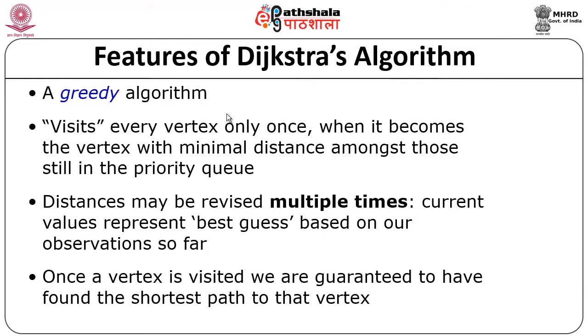Now, what are the features of Dijkstra's algorithm? First of all, it is a greedy algorithm, because it selects the one that gives you the minimum. It visits every vertex only once, when it becomes the vertex with minimal distance among those still in the priority queue. Distances may be revised multiple times. Current values represent the best case based on our observations so far. As you make observations, this may change. Once a vertex is visited, we are guaranteed to have found the shortest path.